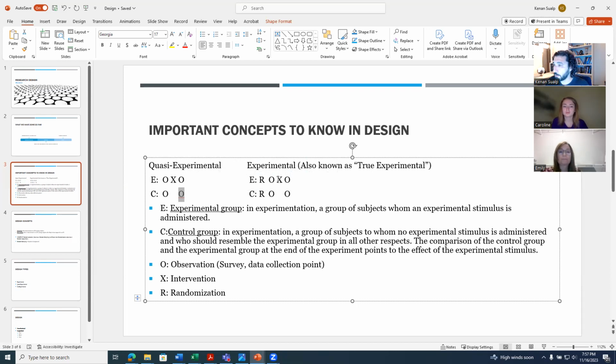Again, in the experimental design, we are seeing the same thing, right? Same symbols with only one difference. What is the difference here? It's this R. So R means random assignment. That's not random sampling. That's different.